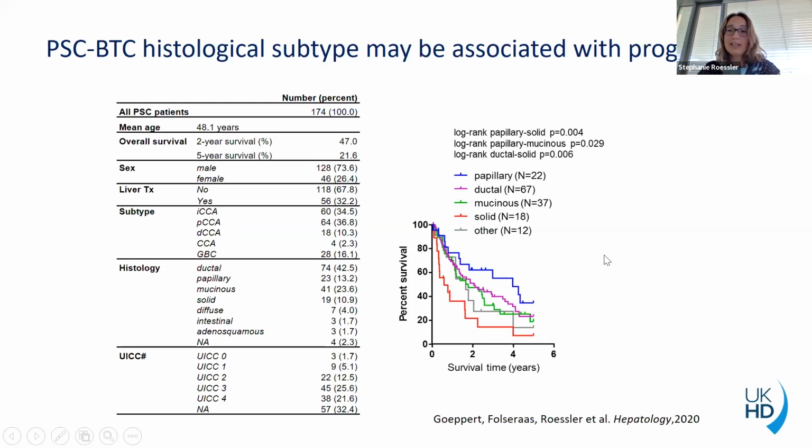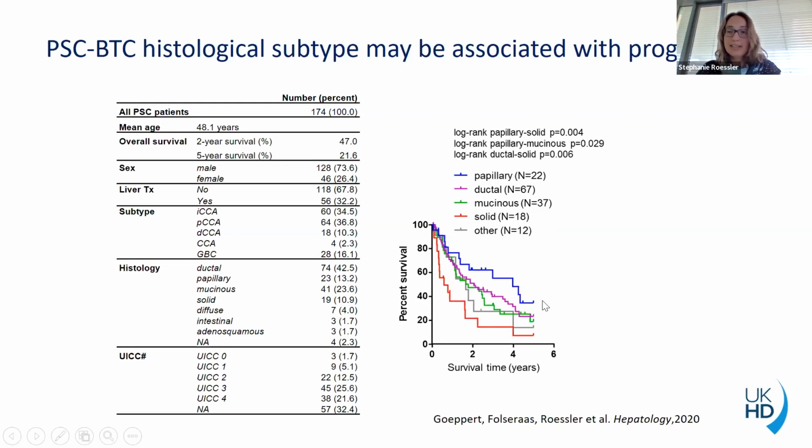In addition to performing panel sequencing, there was also pathological analysis of the samples, and this was done by Benjamin Goeppert mainly. He looked at the histology of these tumors. And what you can nicely see here is that there also seem to be differences in patient outcome in the different histological subtypes. Shown in the Kaplan-Meier curve, you can see that the solid tumors, depicted here in red, had the poorest outcome, whereas papillary tumors, so tumors with papillary growth, had the best outcome.